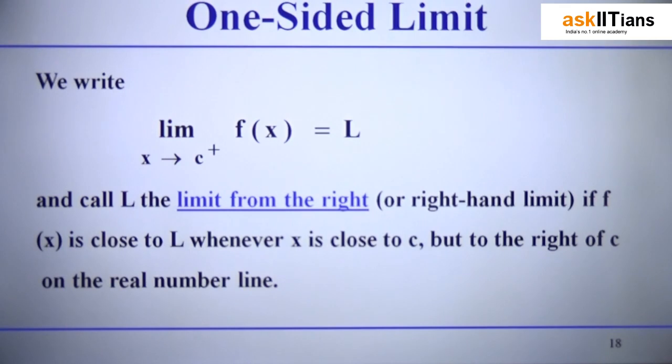Similarly, for a function which is restricted in domain at the starting point, you can only find the limit of that function from the right hand side. This is how we define it mathematically. The limit of f(x) as x tends to C plus gives me a value L, and L is called the limit from the right, or right hand limit, if f(x) is close to L whenever x is close to C but to the right of C on the real number line.